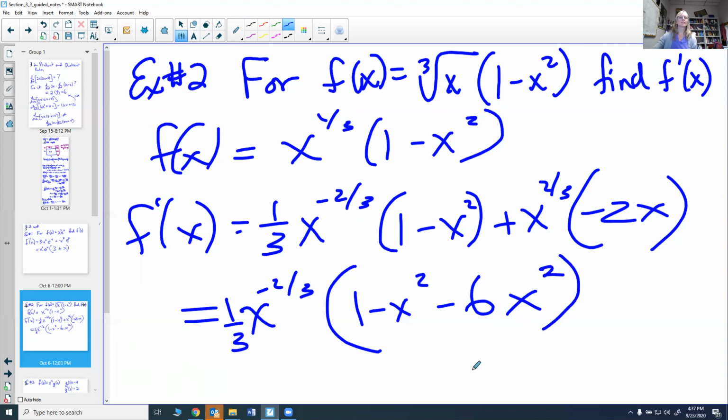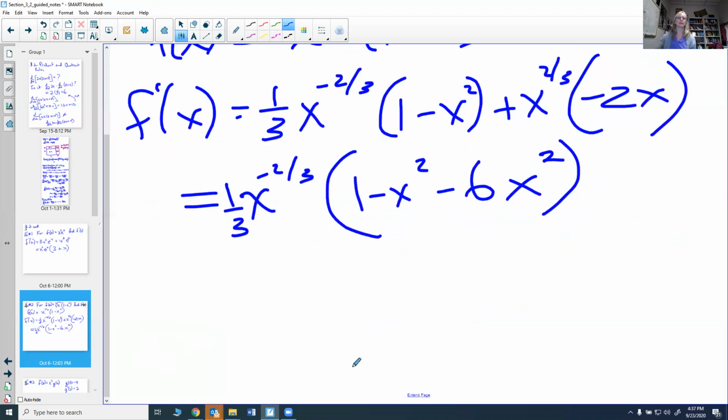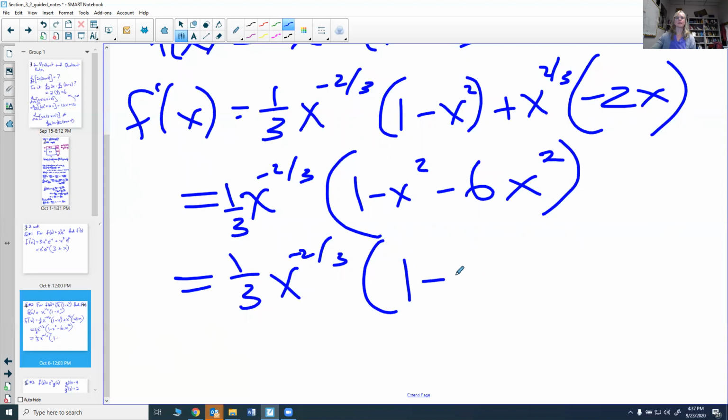So that means I can actually, and the reason we like to factor these things out is I notice now I can actually combine like terms. So you need to watch your fractions, watch your values here. But it allows me to put these together, and I get 1 minus 7x squared.